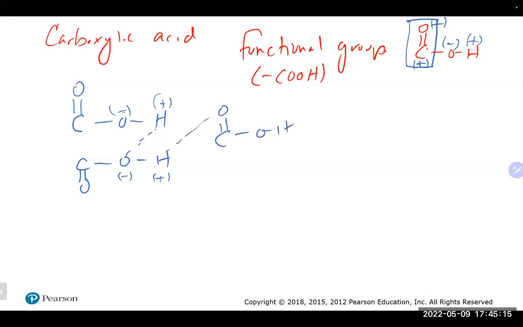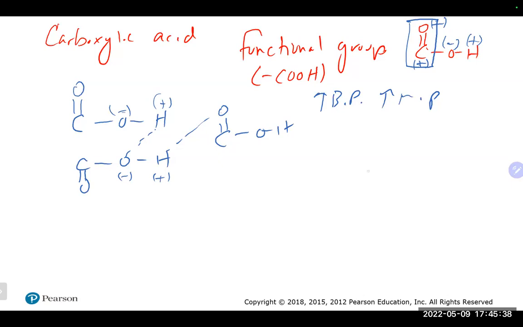So it creates a lot of places where they can interact with each other and create strong intermolecular forces, which will have them at the highest in the boiling point and melting points. Again, it is one of the only things that can beat alcohols in terms of boiling points, this carboxylic acid group.